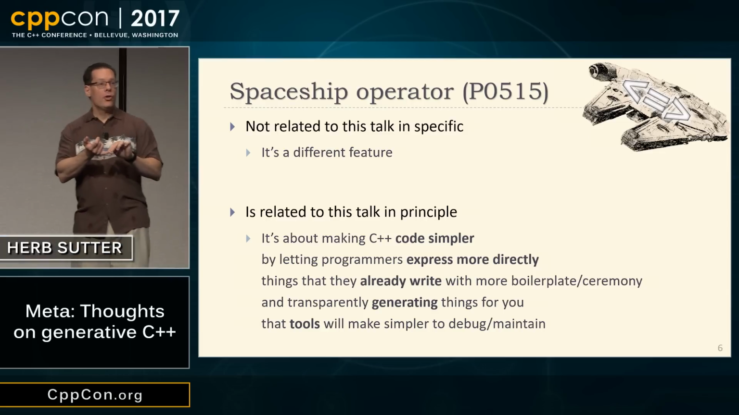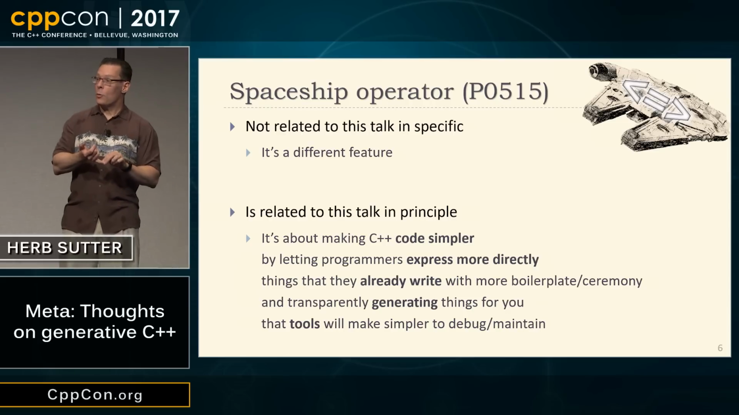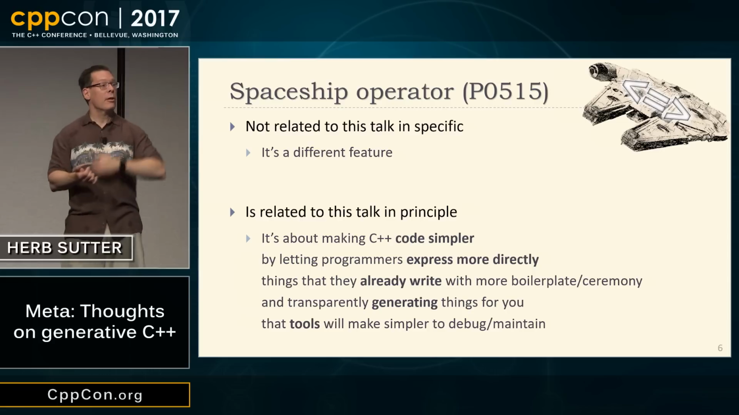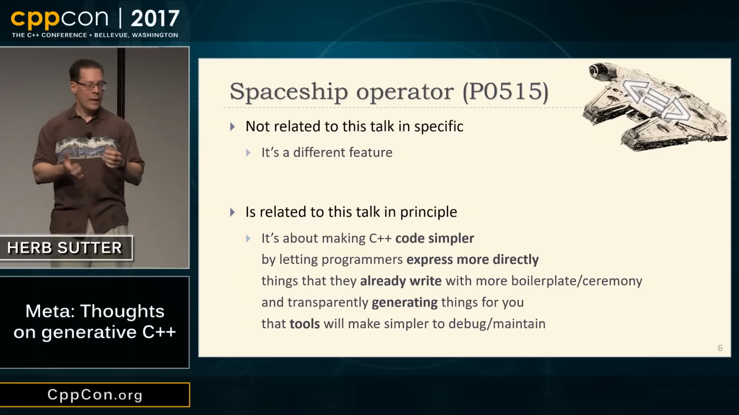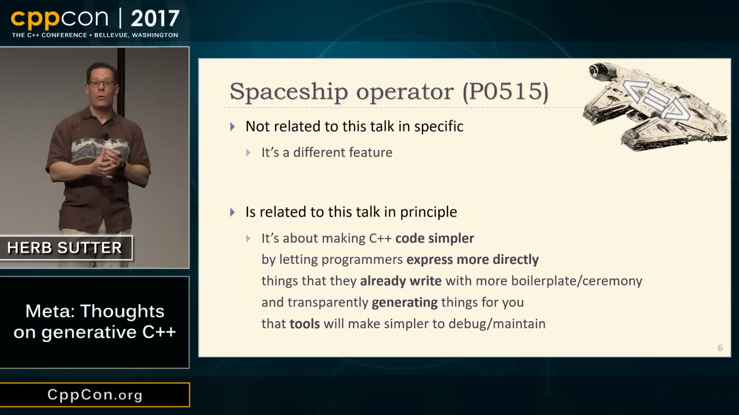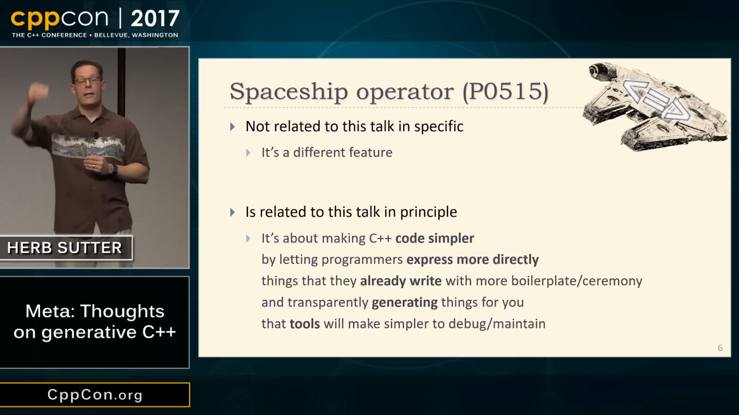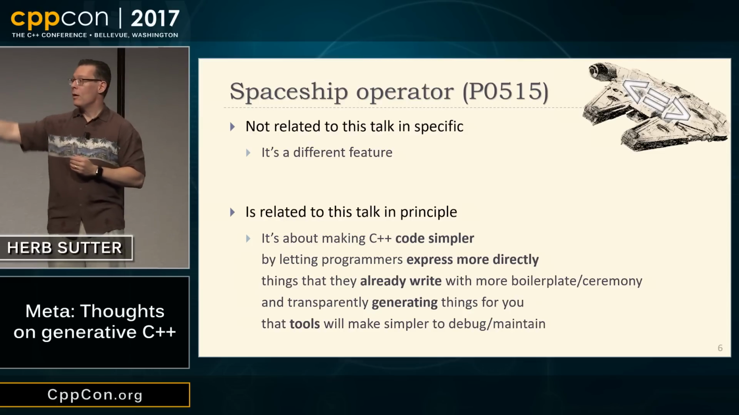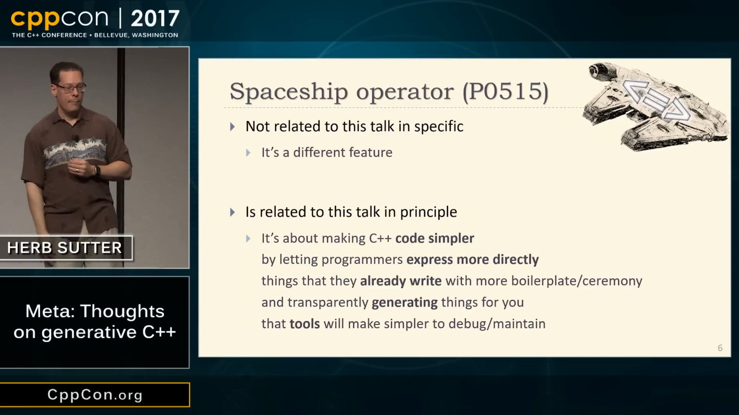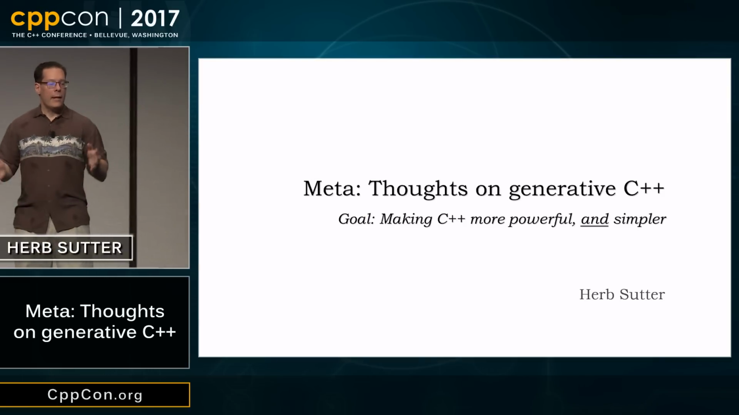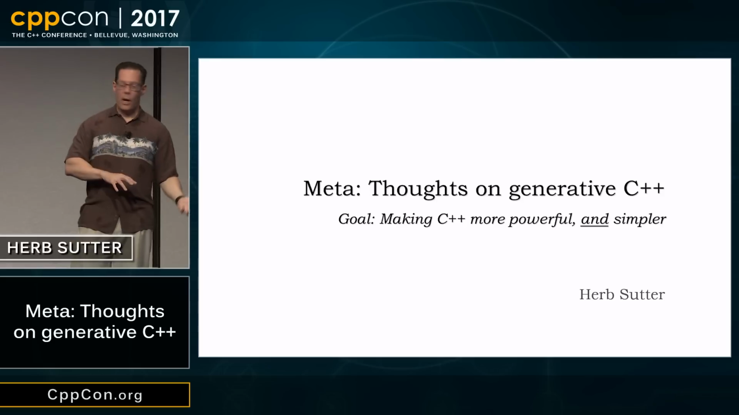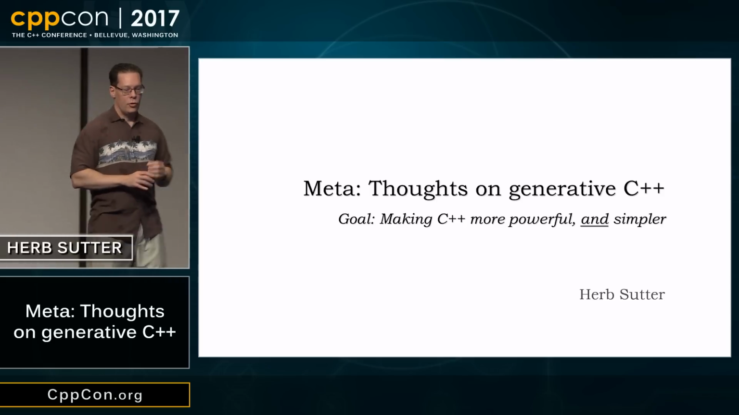They do it by generating things for you transparently, so we're going to have some way of letting the programmer see what's going on when that's necessary, for example, in debugging. And that means tools are necessary to make sure these features not only work to write code once, but make sure that code that you write continues to be easy to debug and maintain as you release it over time. So with that, let me switch to the main topic for today, which is thoughts on generative C++.